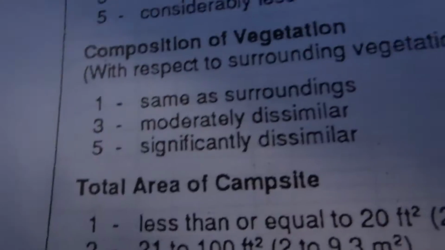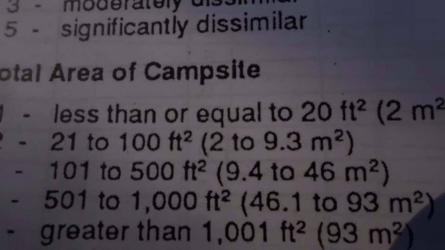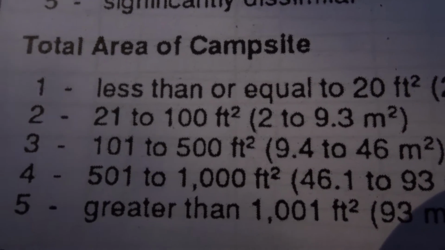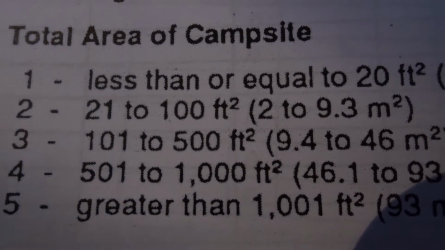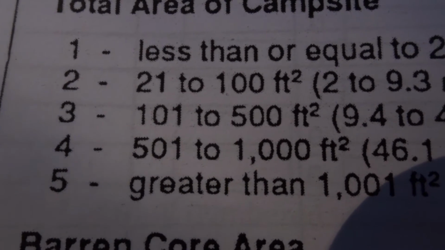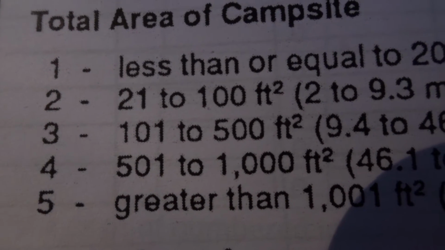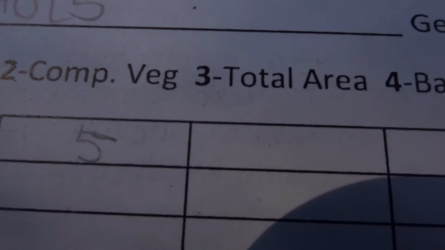So we are going to come look at total area of campsite: less than 20 square feet, 21 to 100, 101 to 500 square feet, and we're going to just barely go into number 4. So between 500 and 1,000 square feet. So that gives us a category 4 up here.